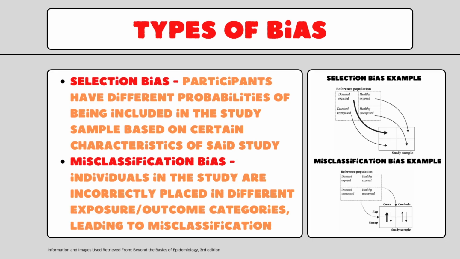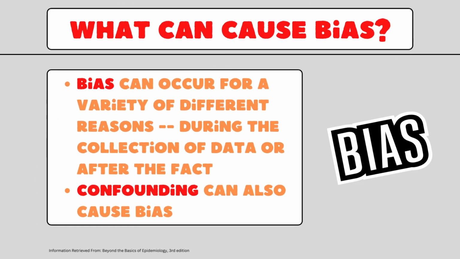Now, what is misclassification bias? Well, this occurs when individuals who are involved in the study are incorrectly placed in different exposure or outcome categories. This leads to them being misclassified and then misanalyzed. So what makes bias happen in these particular investigations? Well, it can occur for a variety of different reasons. It can be during the data collection or even after the fact when researchers are analyzing it.